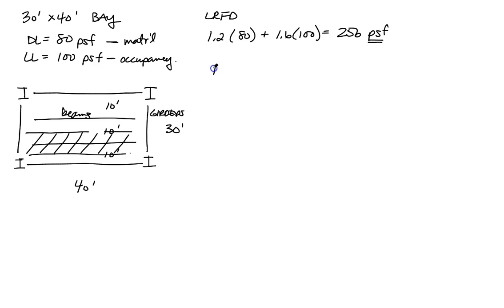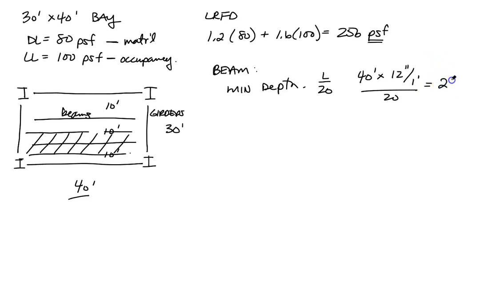All right, so let's get to our beam design. So the minimum depth, back on page 16, is going to be L over 20. Be careful of our units here. The length of our span is 40 feet, and we need to go 12 inches per foot, divided by 20, giving us a minimum beam depth of 24.